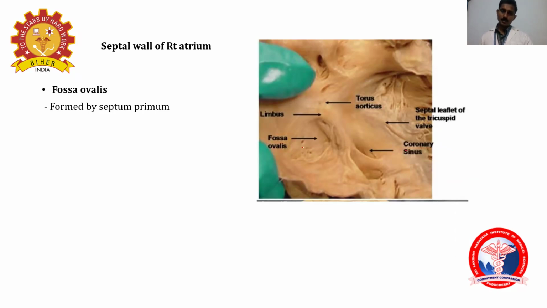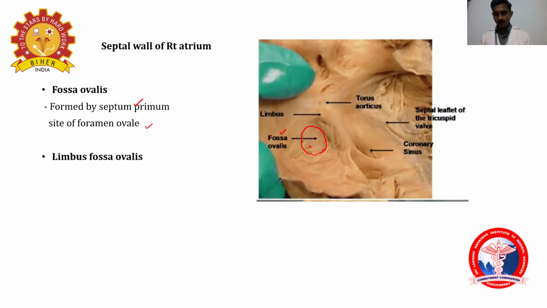Now fossa ovalis, you can see a small depression here in this area. This area is formed by a depression. The depression is called fossa ovalis. Previously in the embryonic life, this is actually a foramen between the right atrium and left atrium where the blood will flow freely. Later on, at birth, it will close. It is closed by a septum that is called septum primum. The fossa ovalis is formed by the septum primum. It is the site of a foramen that is called foramen ovale.